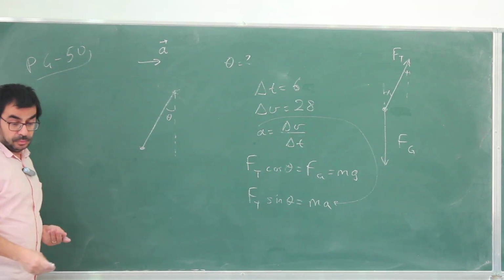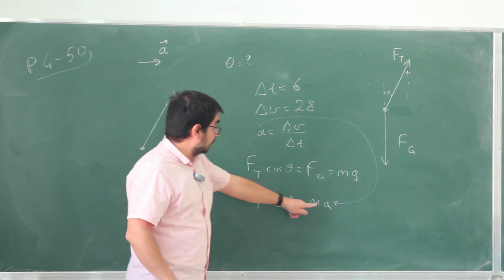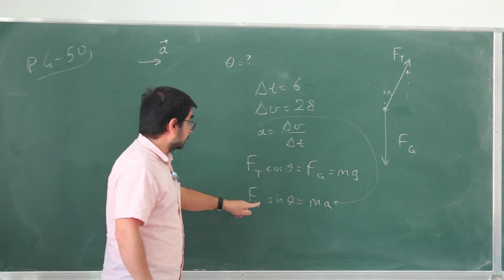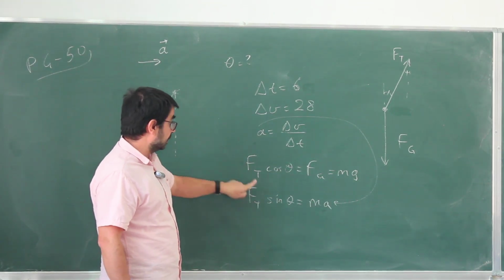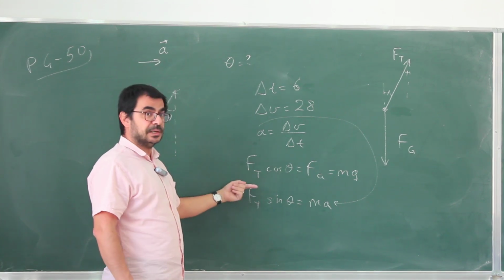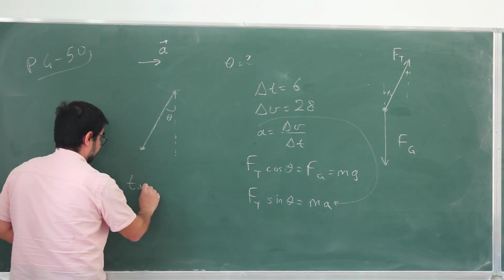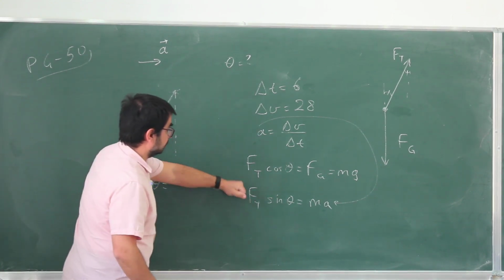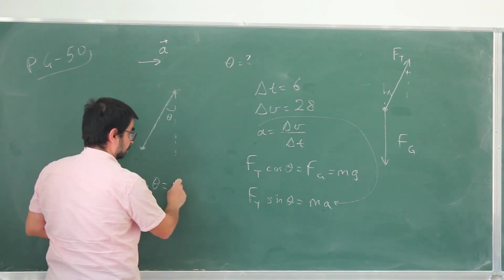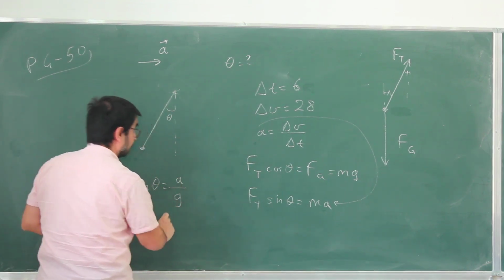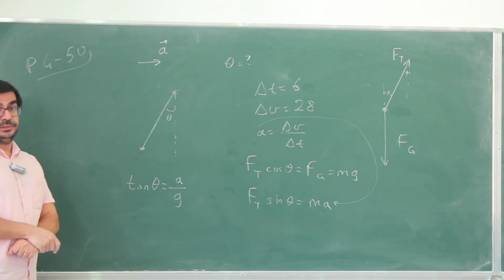Now they're actually asking for the angle, and we know the acceleration, we know g, we know everything. How do we get this angle from these two? We have two equations for two unknowns, Ft as well as theta. If you divide them side by side, Ft goes away and you get tangent theta. You take this, divide by this. On the left hand side you get tangent theta, on the right hand side you get a over g. Once you calculate a from there, you can find tangent theta and you can get your theta.